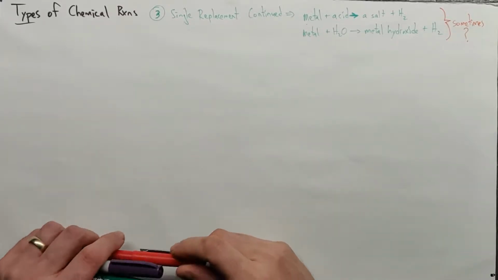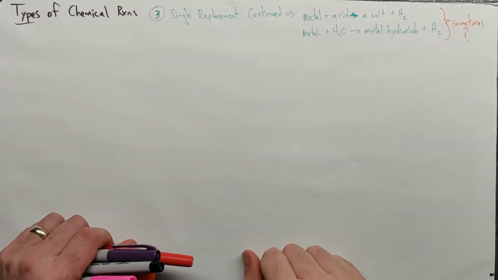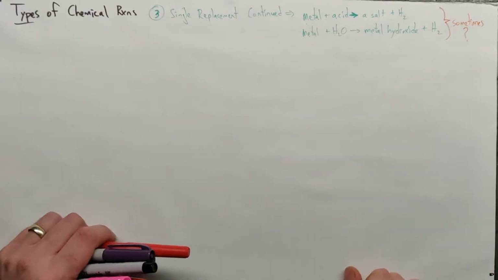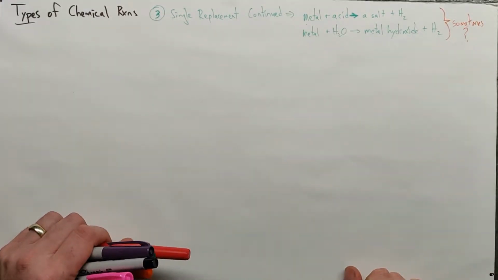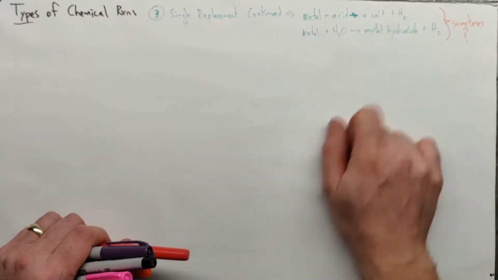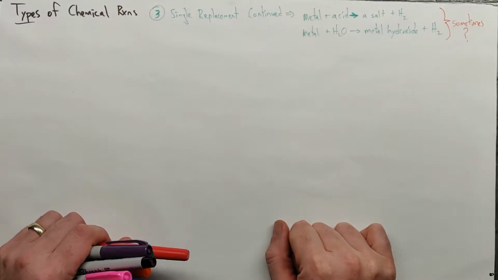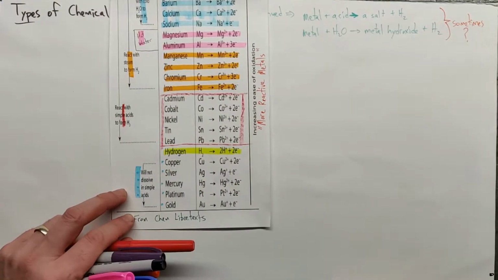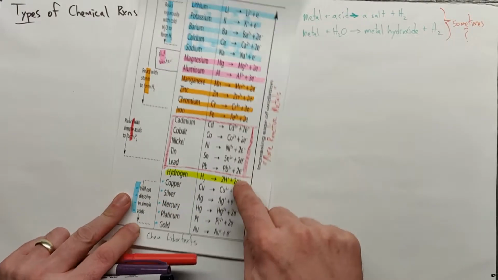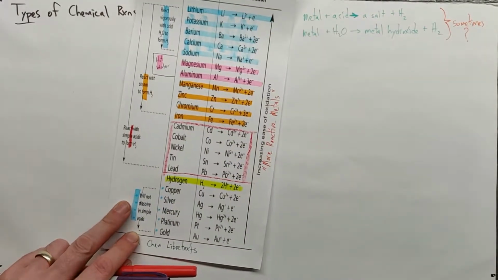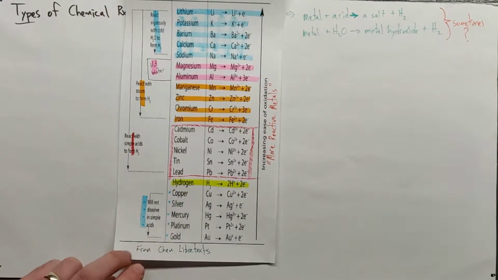This video is part 2 of a discussion of single replacement reactions. I want to focus on metal and acid and metal and water reactions specifically now. The metal and acid reactions are pretty straightforward because the activity series doesn't lie, right? We've got hydrogen here. Anything above it will replace the H in acids.